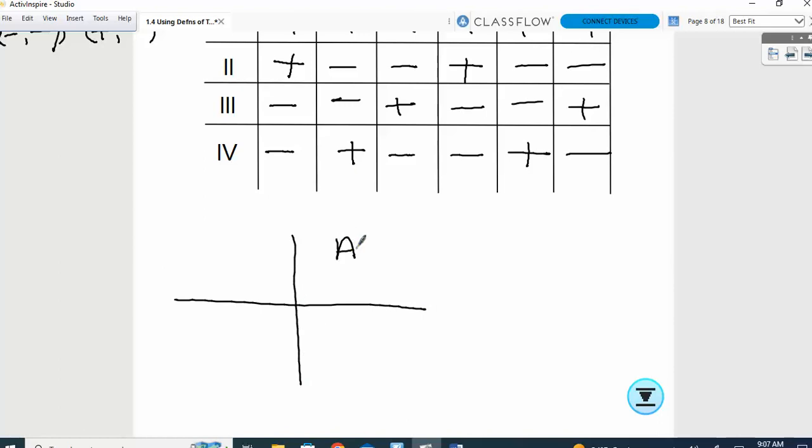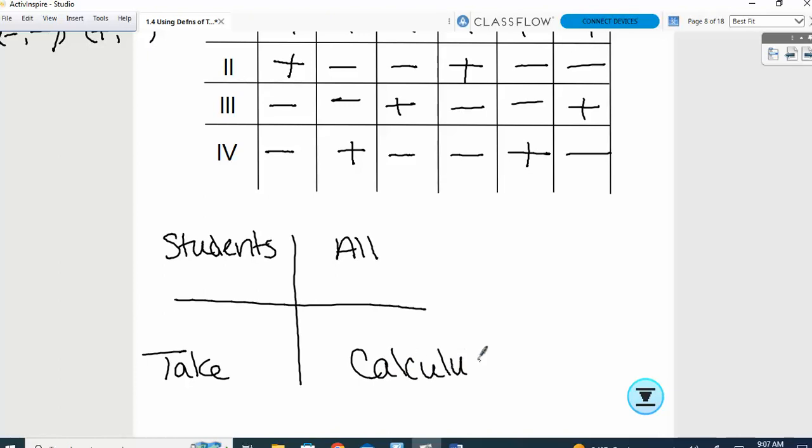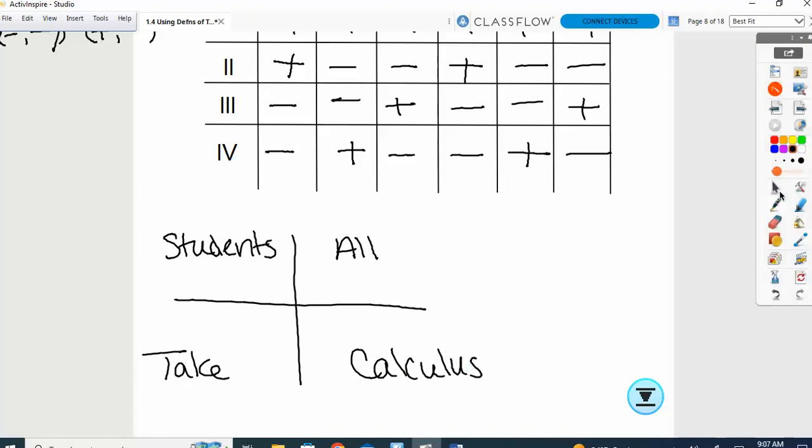I always tell everyone to use "All Students Take Calculus." So in quadrant 1, A for all. What this tells me is in quadrant 1, all trig functions are positive.